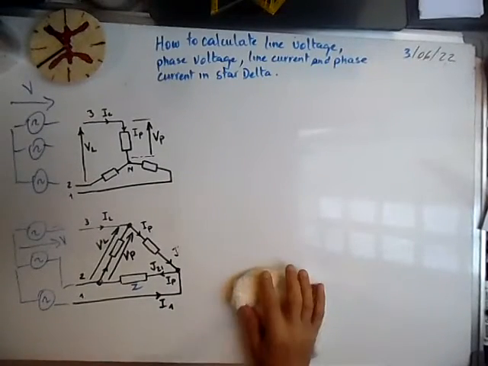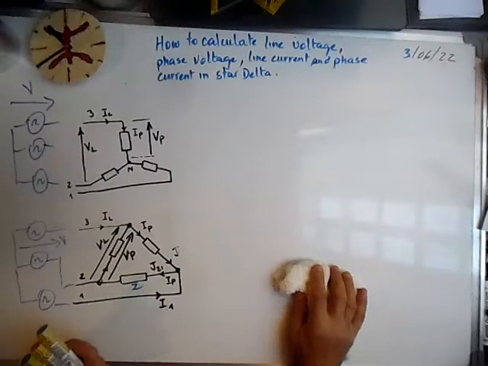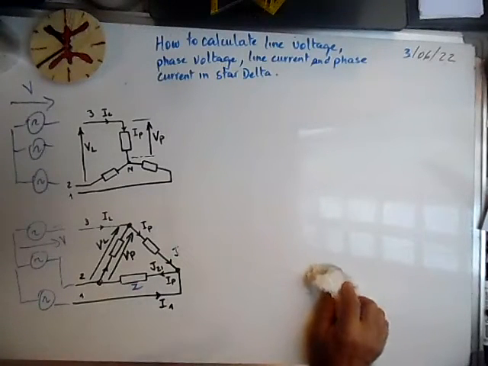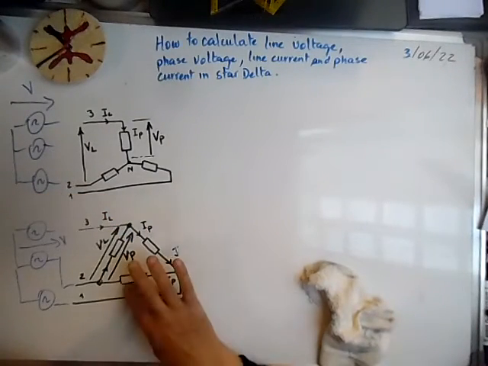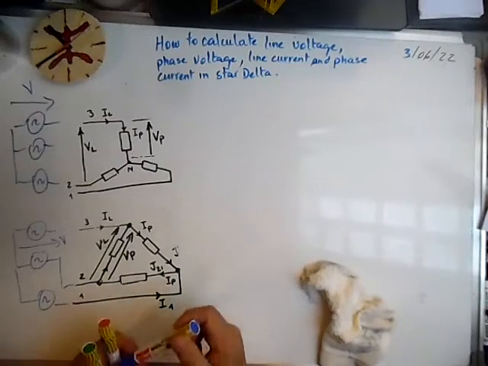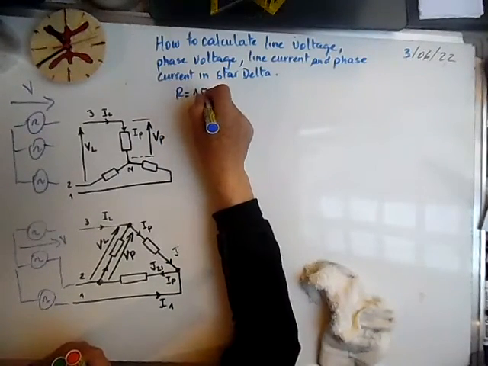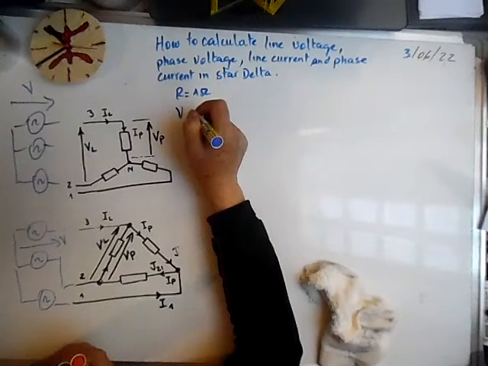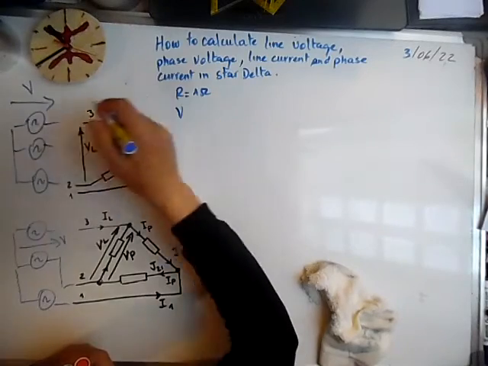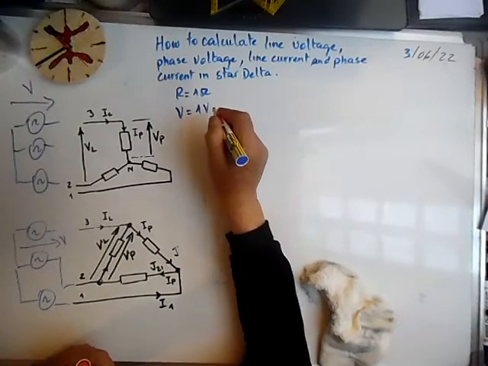Now let's take an example and calculate line voltage, phase voltage, line current and phase current in star and delta, and the powers. Suppose that we have a resistive load at first, and suppose it's equal to 1 ohm, and let's take as the source phase voltage 1 volt.